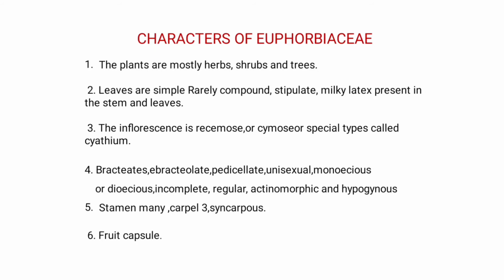The bracteolate is absent, pedicellate, then unisexual, monoecious or dioecious, incomplete, regular, actinomorphic, and the ovary is superior, so known as hypogynous. The stamens are generally many. The carpels are three in number, and they are syncarpous.